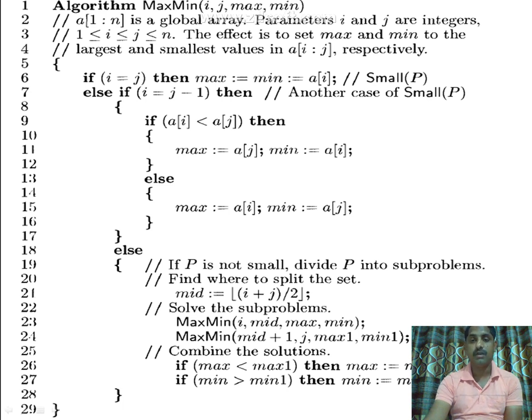And whenever it is completed, we combine the solutions by comparing with the other max value, that is if max less than max 1, then max equal to max 1, then if min greater than min 1, then min equal to min 1. So likewise, we have to calculate the max and min values using the divide and conquer strategy. Okay.